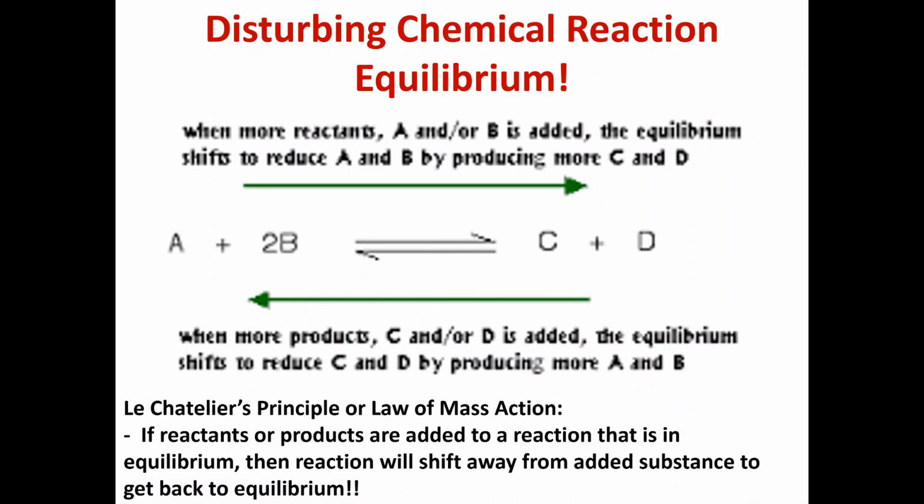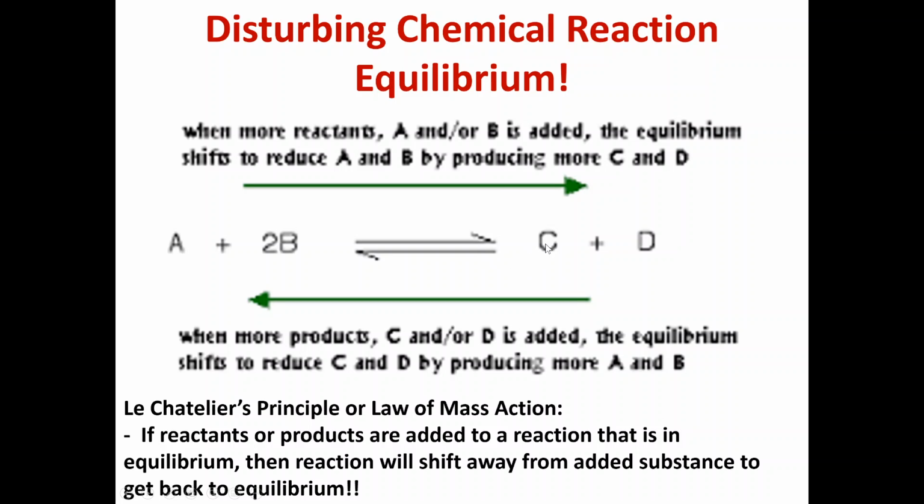Last thing. This is what biologists use it for the most. Le Chatelier's principle. What if the reaction is at equilibrium, but you change something? You artificially take away more A, or add more A, or do this to C or whatever. It says if reactants or products are added to a reaction that is in equilibrium, then the reaction is going to shift away from that added substance to get back equilibrium.